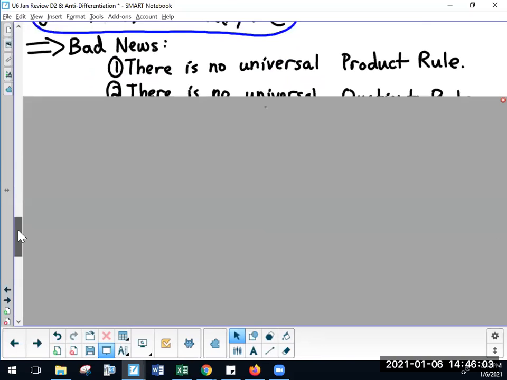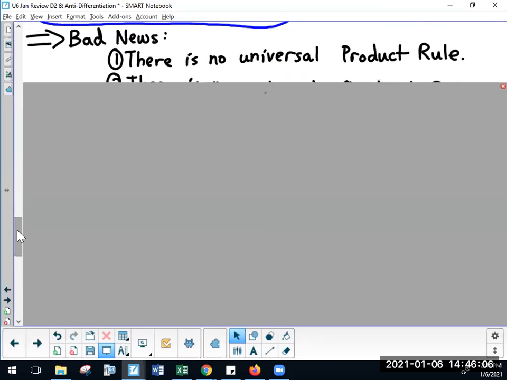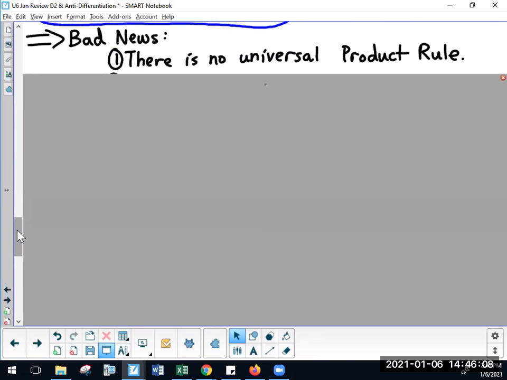So pay no attention to this. We need to talk about the bad news, which you've already gotten a taste of for antiderivatives. So here's the bad news about antiderivatives. There's four things. First thing is there is no universal product rule. What I mean by that is if you have a product of two functions that you are trying to find an antiderivative of, there is no single technique, no universal rule, no one thing that always does products. In derivative land, there is. In antiderivative land, there is not.